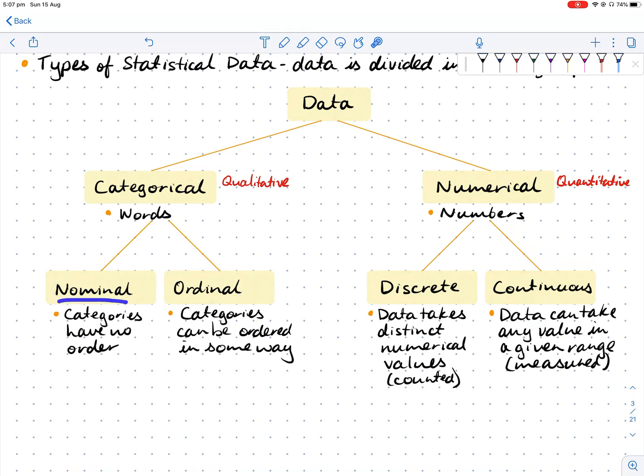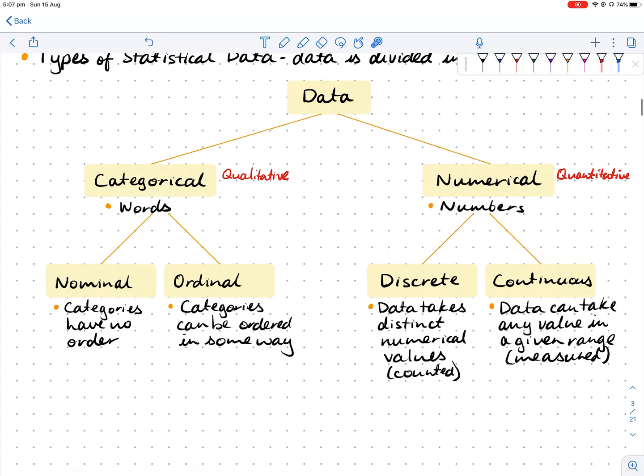So nominal data is where the categories have no order. So I think of it as nominal means names. Okay, so if I wanted to look at colors, that would be a type of nominal data. Ordinal data is categories, so they're words, but we can order them in some way. So it could be months in the year. If I was asking what is your birth month, we have an order for the months of the year. So that would be a type of ordinal data.